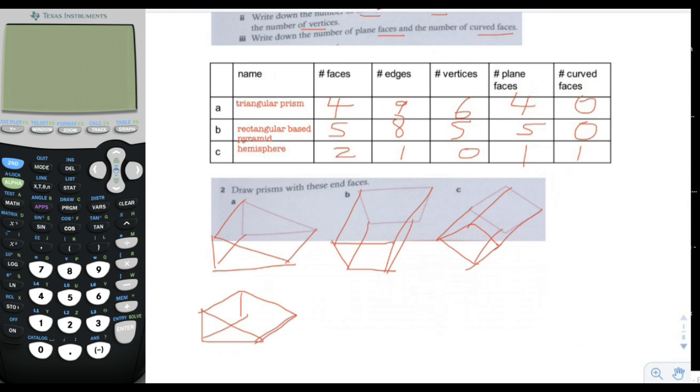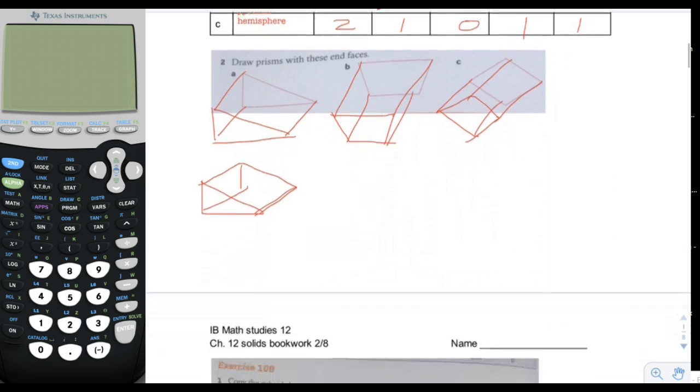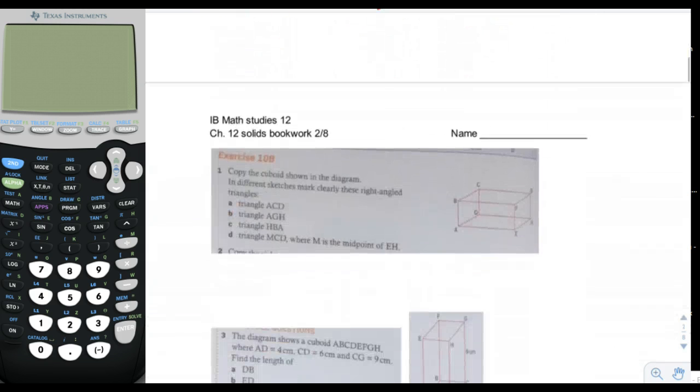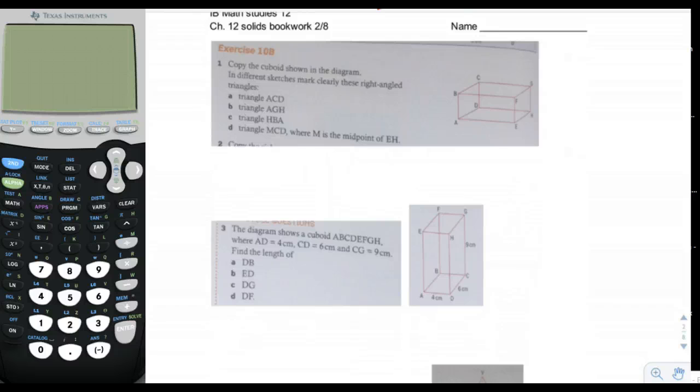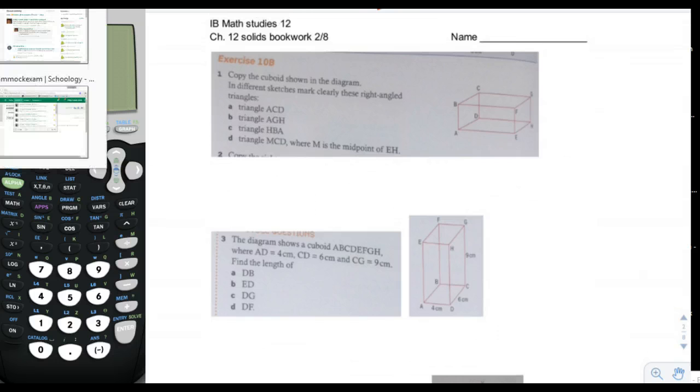Page 2. Copy the cuboid shown in the diagram in different sketches. Mark clearly these right angled triangles. Let's see, triangle ACD. ACD. That would be red.